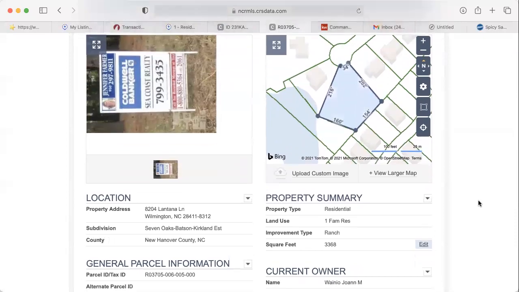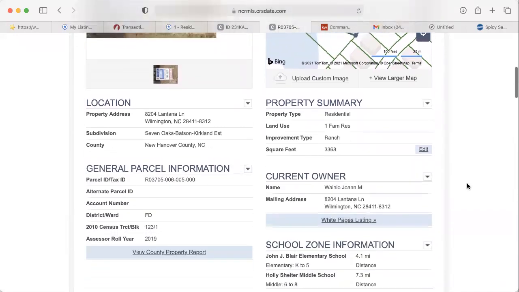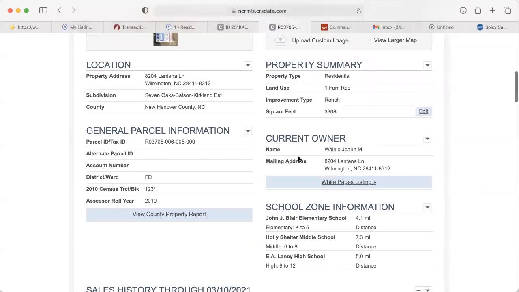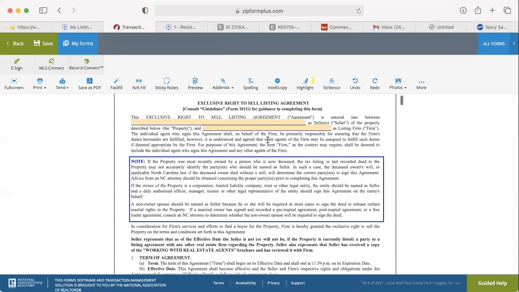You'll notice that on the tax record, it's going to show you a picture of the last time it was in the MLS. And for my particular house, it was a vacant lot for sale. So that's why you see this sign. Over here is the map that shows me my lot dimensions. And then if I scroll down here, it will have the current owner and mailing address, and then some parcel information. So I'm going to go back to my form, and we're going to start filling this out together.